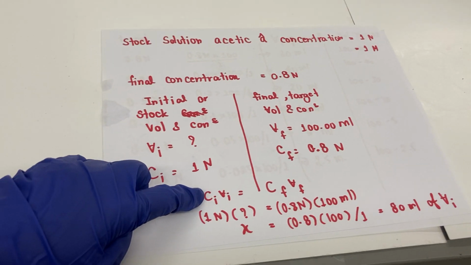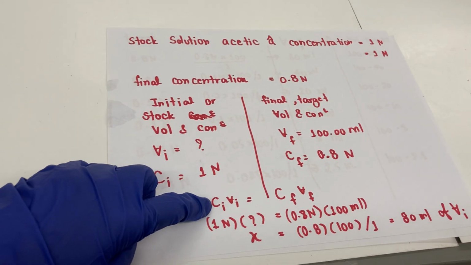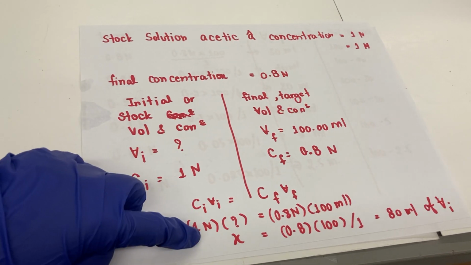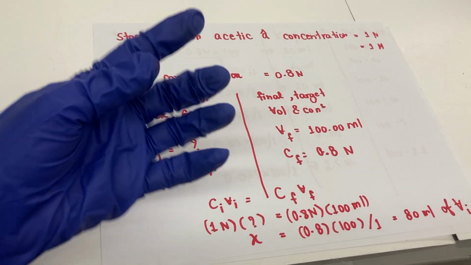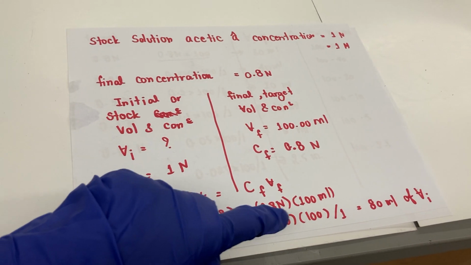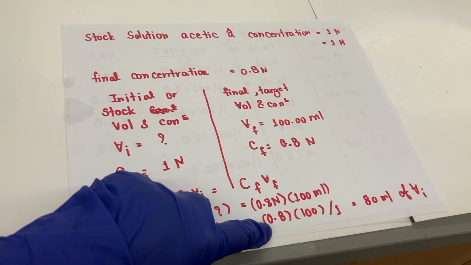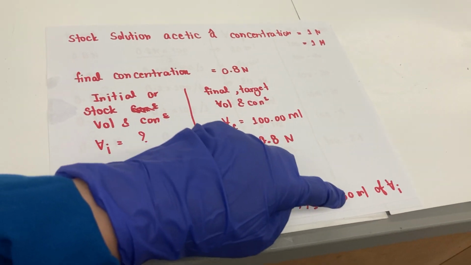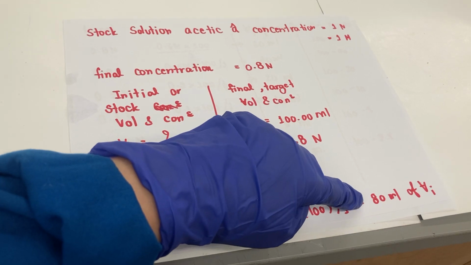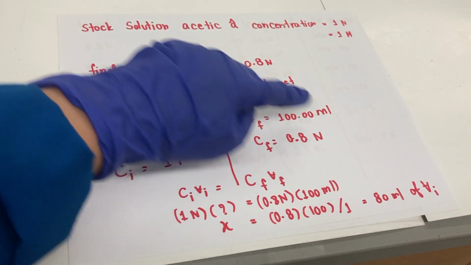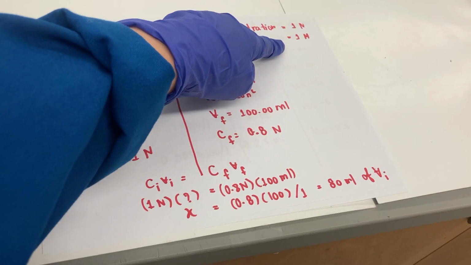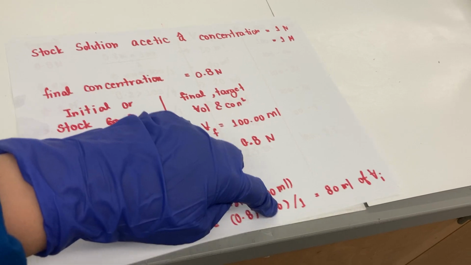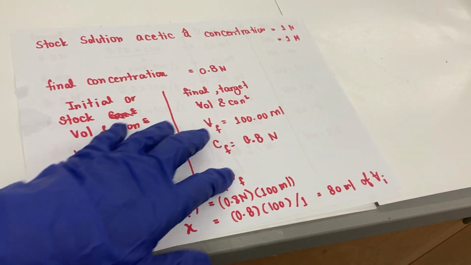The initial concentration, of the stock solution, is 1 normal. I give it to you right over here. How much do you have to transfer from my stock solution to make the final concentration of 0.8 that I want? So you take care of this. You have to go get 80 milliliters of your initial stock solution here. And for the rest, 100 subtract 80, you're gonna get the volume of the water.